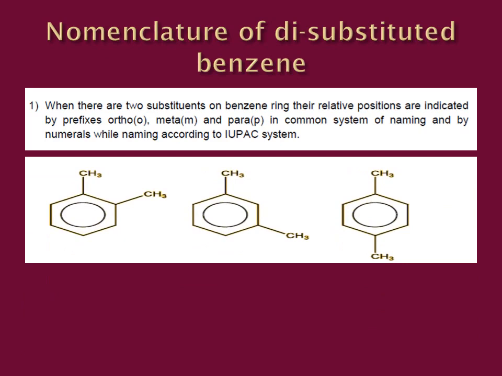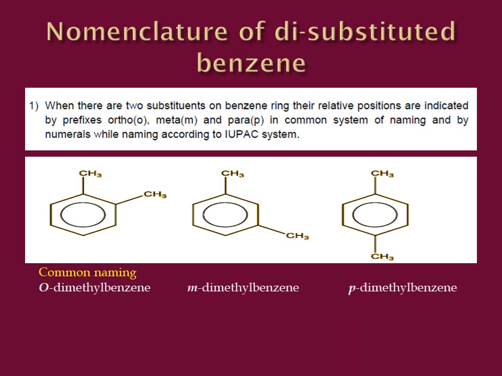As you can see, in the first compound, two methyl groups are present at 1 and 2 positions adjacent to each other. Such a position relative to each other is called the ortho position. When the two substituents are present at 1 and 3 carbon with respect to each other, it is called the meta position. And if the two substituents are at 1,4 position with reference to each other, it is called the para position. Now let us apply these rules and name them according to the common system.